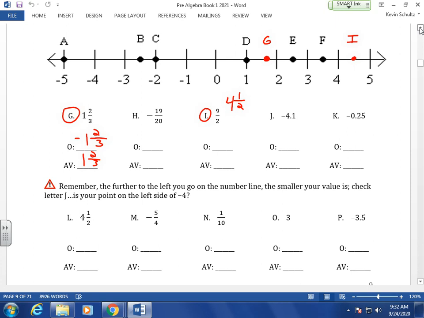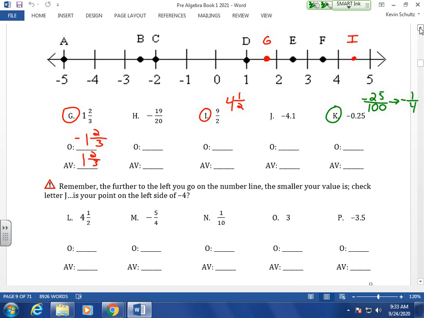Negative 0.25, letter K? Okay. Negative 0.25. What's the fraction value? Like already tying back to CO3. What's the fraction value of 0.25? Negative 25 hundredths is where we might start, right? Put that decimal over 100. And then what does negative 25 hundredths simplify to? Negative 1/4, exactly. Divide both by 25, bring it down, negative 1/4.